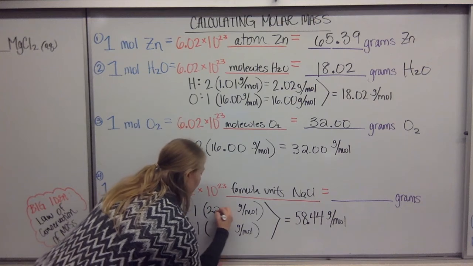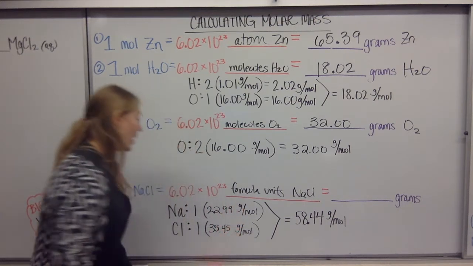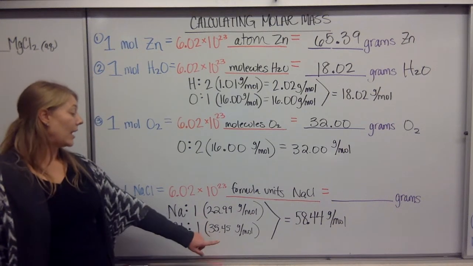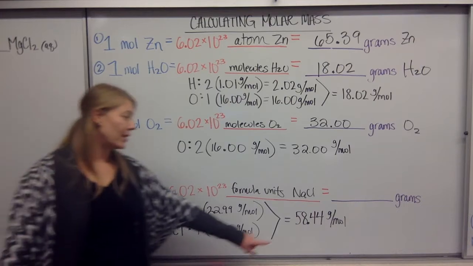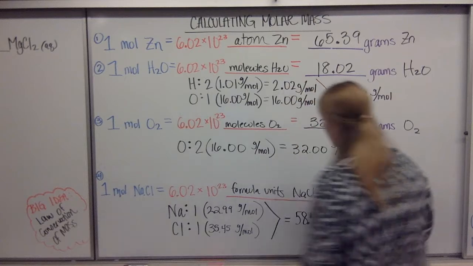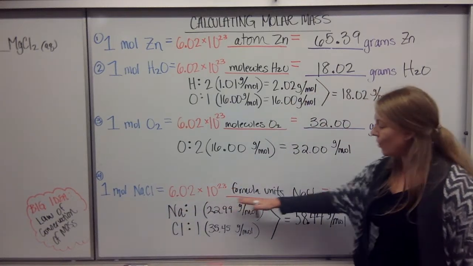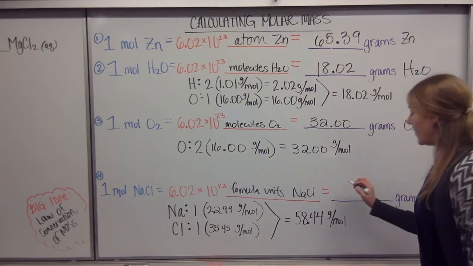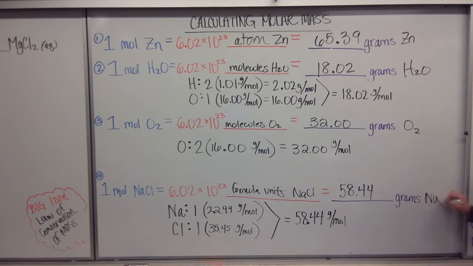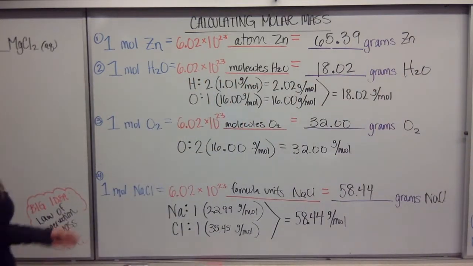So 22.99, 35.45. We have 1 of each of them, so that's easy math. So what's 22.99 plus 35.45? 58.44 grams per mole. So 1 mole of sodium chloride is equal to 6.02 times 10 to the 23rd formula units of sodium chloride is equal to 58.44 grams of sodium chloride. And that's it. Calculating the molar mass.